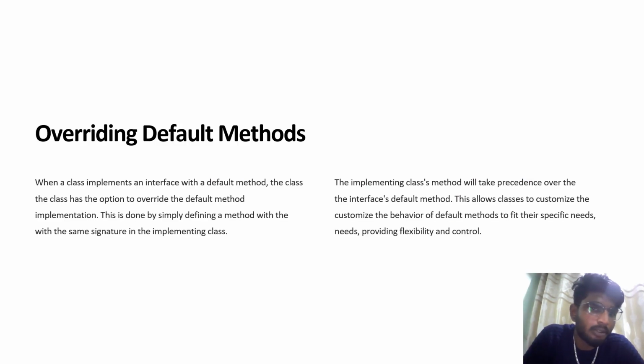Overriding default methods. When a class implements an interface with a default method, the class has the option to override the default method implementation. This is done by simply defining a method with the same signature in the implementing class. The implementing class's method will take precedence over the interface's default method. This allows classes to customize the behavior of a default method to their specific needs, providing flexibility and control.